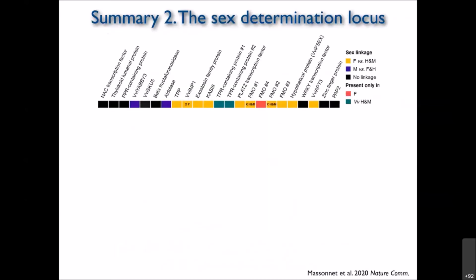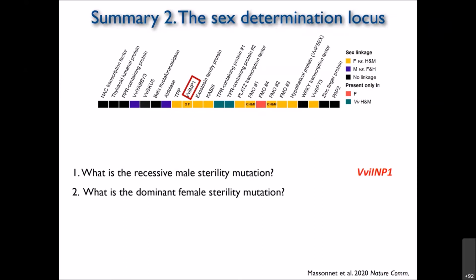Okay, so what did we learn from the sex determination locus? I'll say again that the whole question of mating system is a very important one in plant biology. It's been studied in several different species now. In few cases do we really know what's exactly in a sex determination locus, and there's lots of reasons for that. So we now really have studied this region in great detail in grapes. And we think we've found the recessive male sterility mutation. It needs to be confirmed functionally. It's this thing called INP1 that actually has to do with pollen development. We think we found the dominant female sterility mutation.